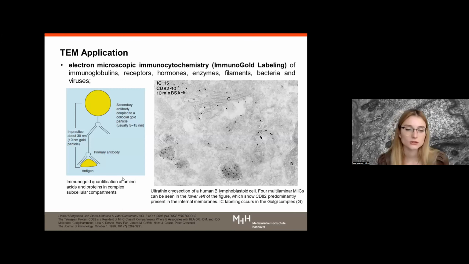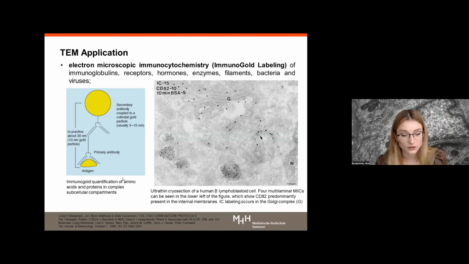What else? Electron microscopic immunocytochemistry. It's like a combination of immunohistochemistry and transmission electron microscopy. It's on the cutting edge. So we can use different dense particles. Usually we use gold particles for highlighting different tiny ultrastructures in the cell.